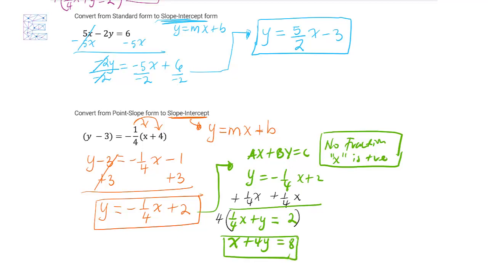So we rewrote this equation from point slope into slope intercept, and then we took that and wrote it into standard form. So as you can see, you can go between forms as you please.